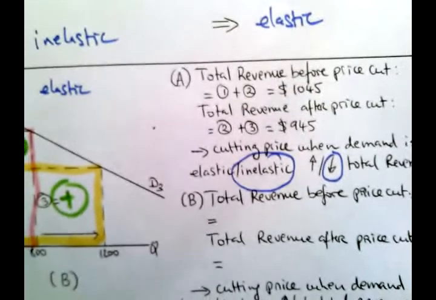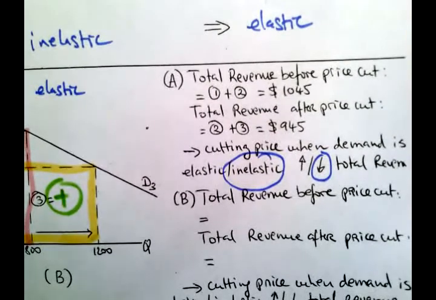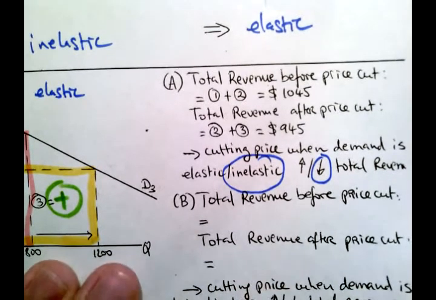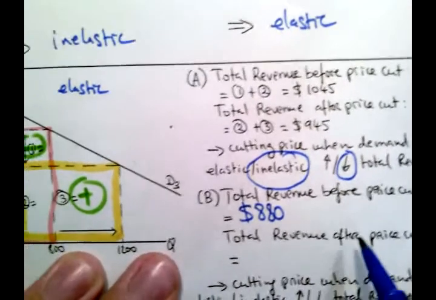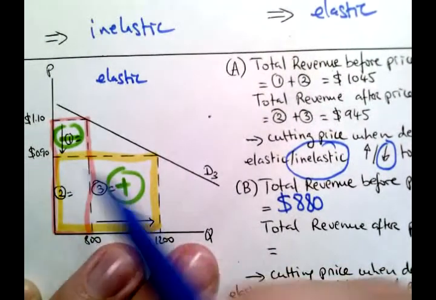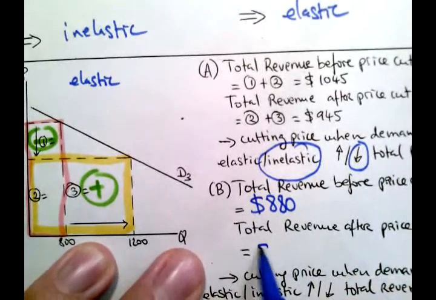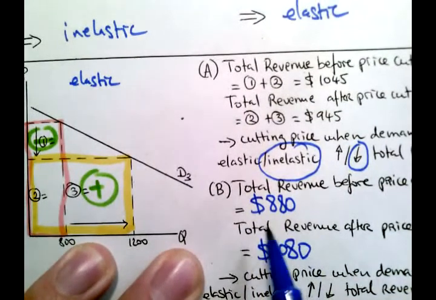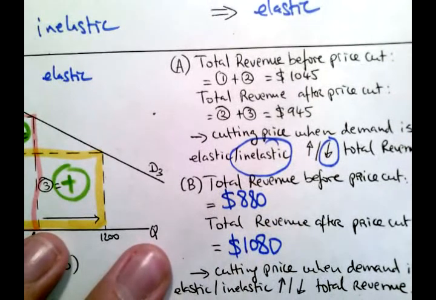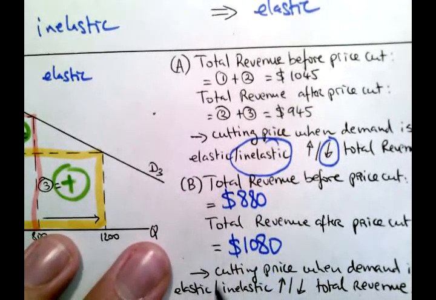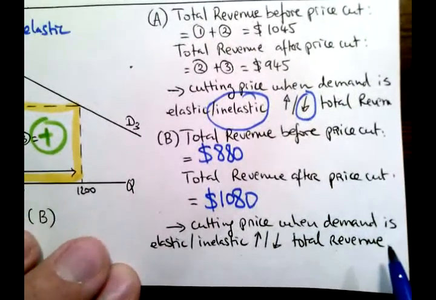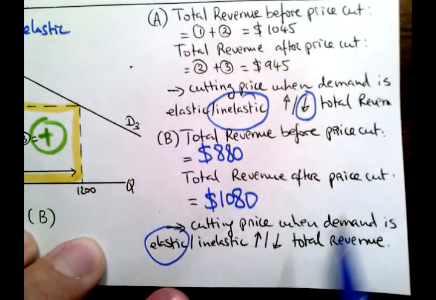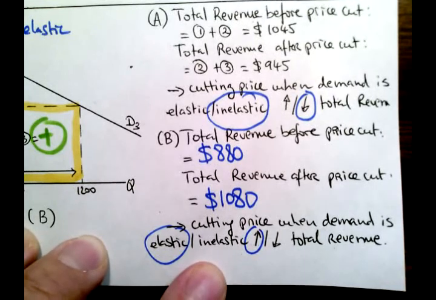So let's calculate the change in total revenue. What is total revenue before the price cuts? That's going to be $1.10 times 800 ice cream. That's $8.80. What about after the price cuts? 90 cents times 1200, that's $10.80. So clearly here, when you give a discount and consumers are sensitive to that discount, they're going to consume more, you're going to make more money. So cutting the price when demand is elastic will increase total revenue.